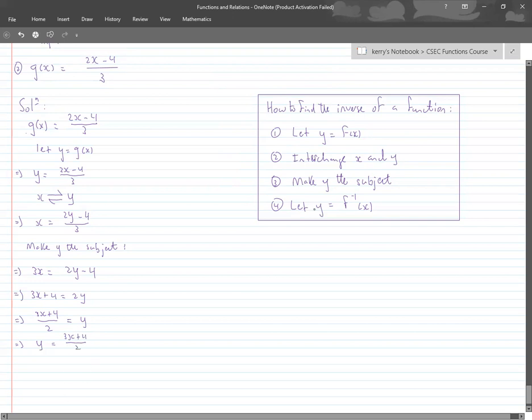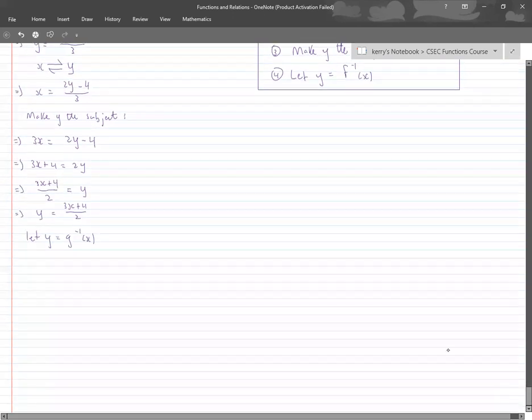And our last step now is you let y be equal to f inverse of x. In this case, the original function's name was g. So you let y be equal to g inverse of x, because this now represents the inverse. So therefore, g inverse of x is equal to 3x plus 4 all over 2.